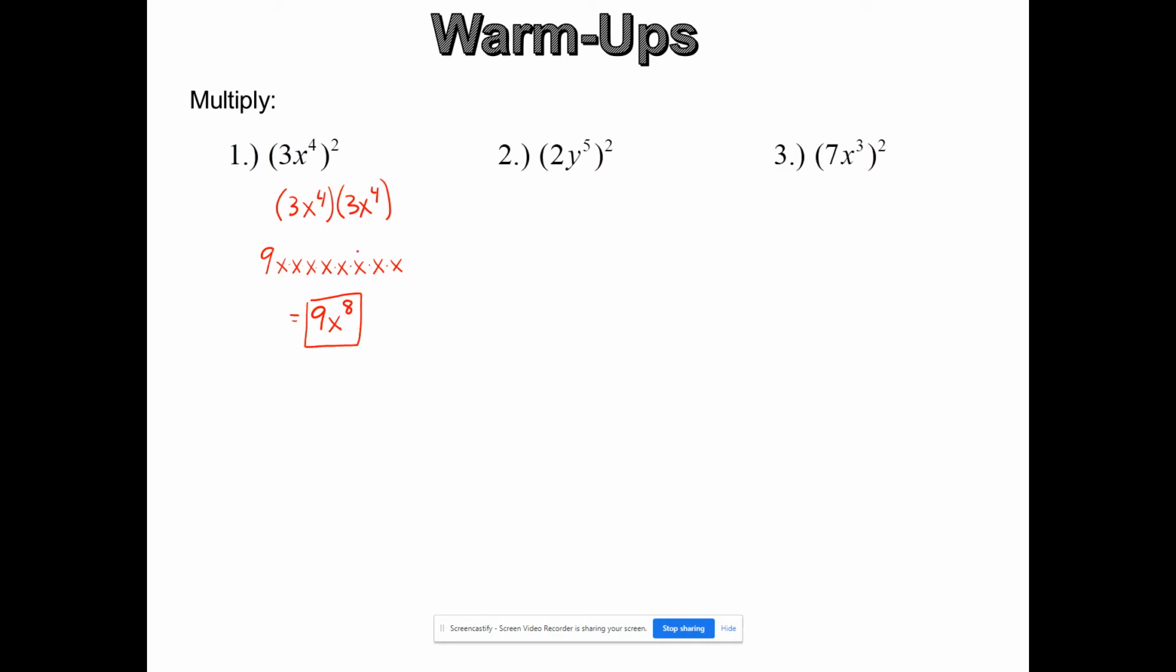Okay, so what do we do with 4 and the 2 instead of having to write it all out like this? Yeah, multiply. 4 times 2 is 8. So let's use that rule on number 2. Don't forget you have to square the 2. So this 2 affects that 2. So I end up with 2 squared. And then you keep the base. Remember the rule, keep the base and multiply 5 times 2. So when I simplify, I end up with 4y to the 10th.